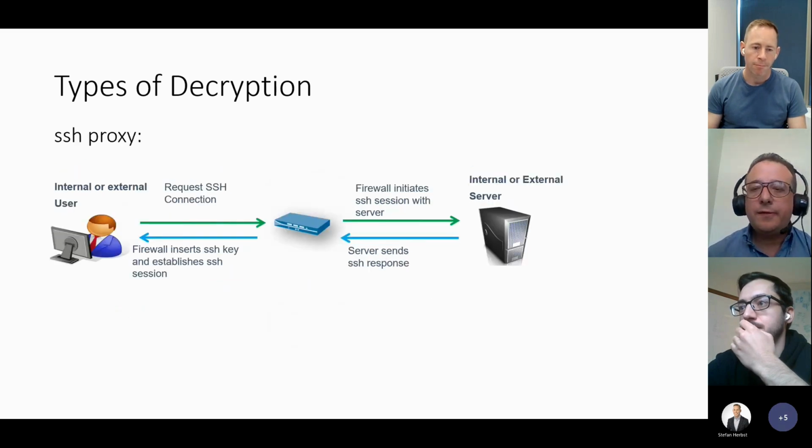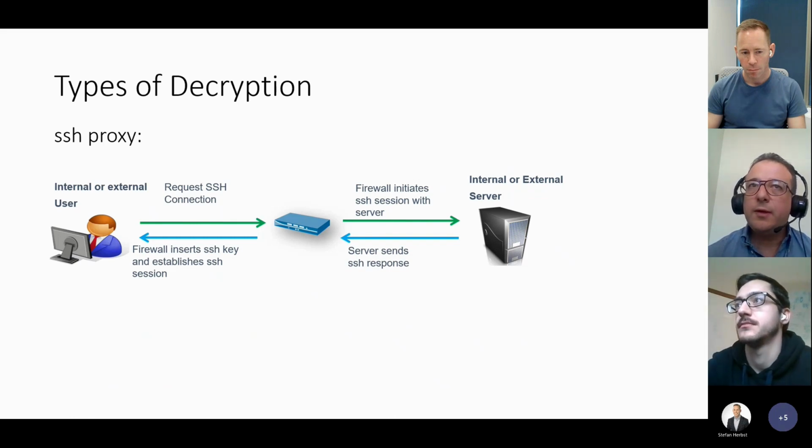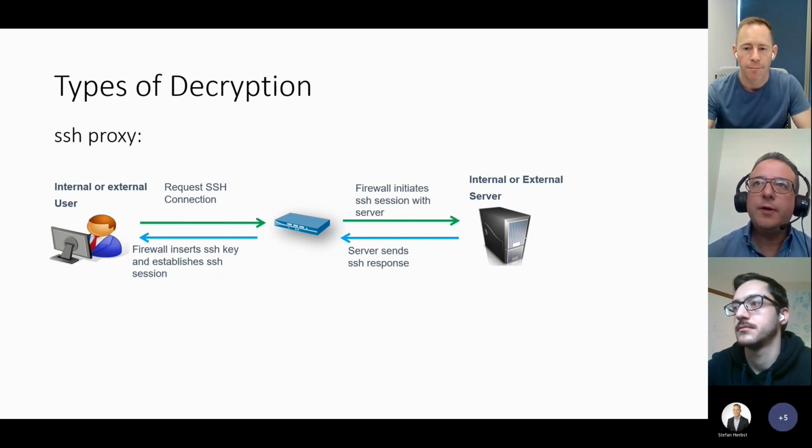Similar to this is SSH proxy. Again, the firewall is intercepting SSH sessions. This time it's not using certs though. It's just the SSH key, so it intercepts that session between the end user and the server, and this could be internal or external. And again, the idea is basically to have that visibility on SSH and to scan if there's tunneling happening or bad things happening, so it can have better control over those SSH sessions.